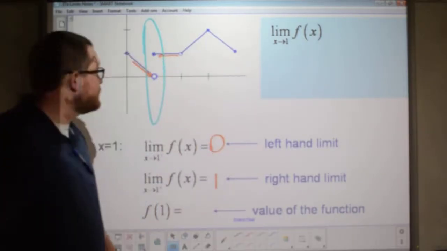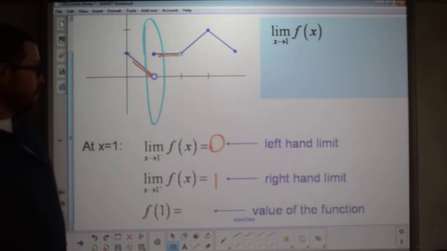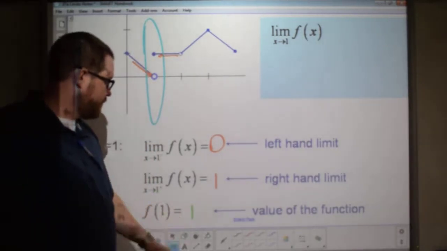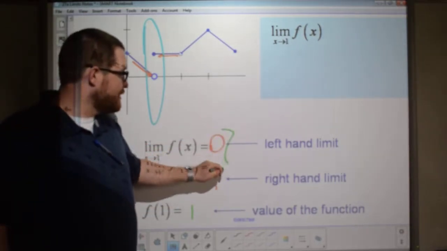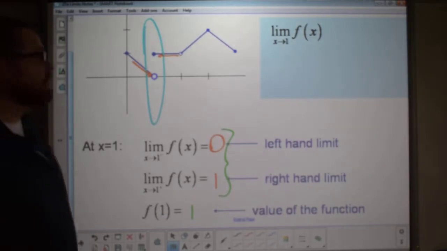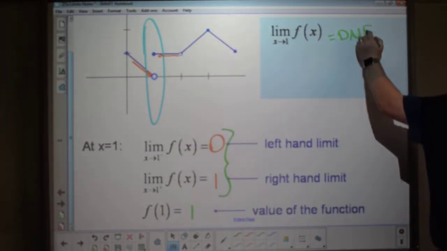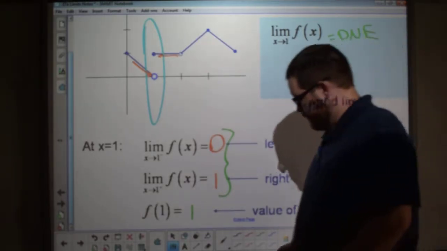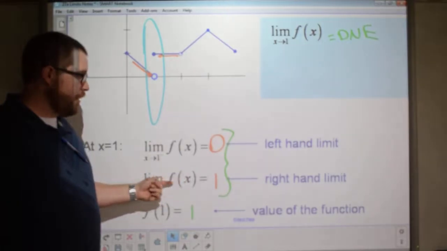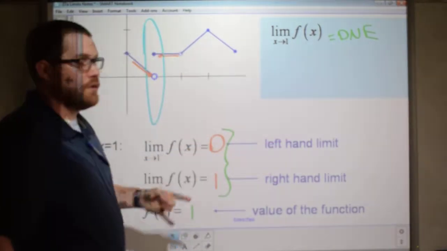Notice they didn't go to the same place, so they don't have the same limit. What's the point at 1? The point is here. It's at 1. These two are not the same. Because the left side and the right side aren't going to the same place, then the limit, the overall limit, does not exist. Summary there. The left side will always exist. The right side will always exist. But the limit might not exist, only if these two are the same.